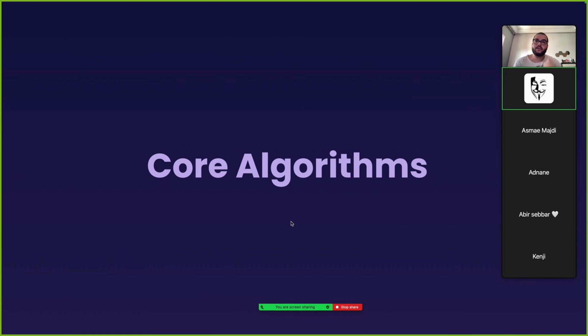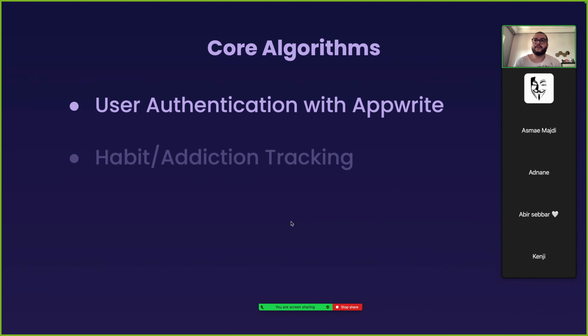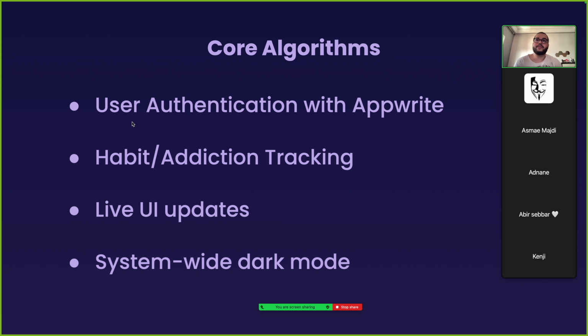So the core algorithms of the app, there are four main algorithms. The first one is the user authentication with AppWrite, which basically syncs the entire progress of the app with your Checkpoint account.